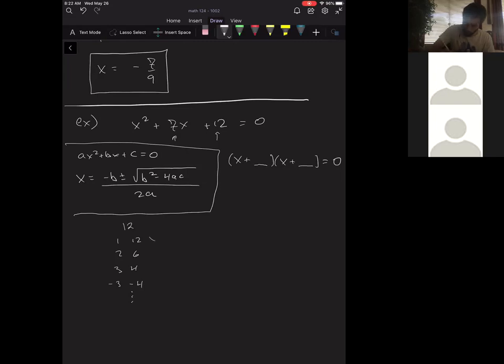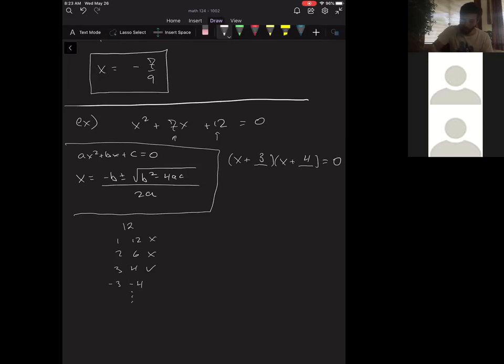This first one's not going to work because 1 plus 12 is 13. This second one's not going to work. 2 times 6 is 12, but if we add those, we get 8, so that's not going to work. But then we go to 3 times 4. 3 times 4 is 12, and 3 plus 4 is also 7. So this one is going to work. We plug a 3 here and a 4 here, and that's the first step. That's how we factor x squared plus 7x plus 12.